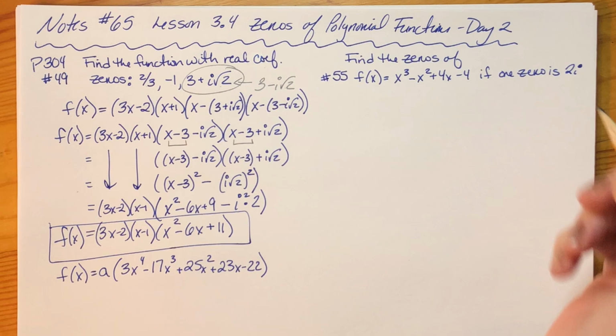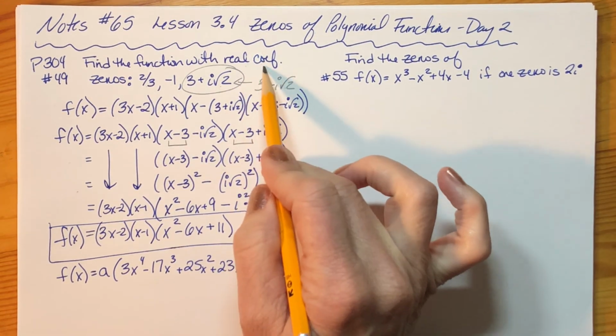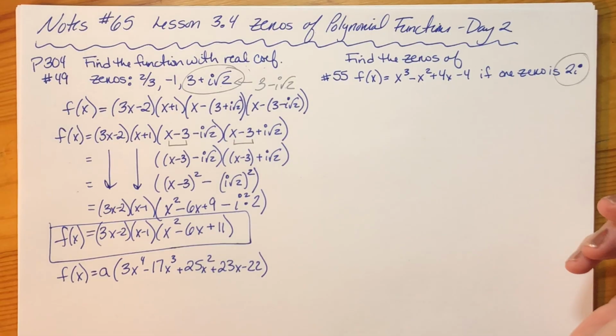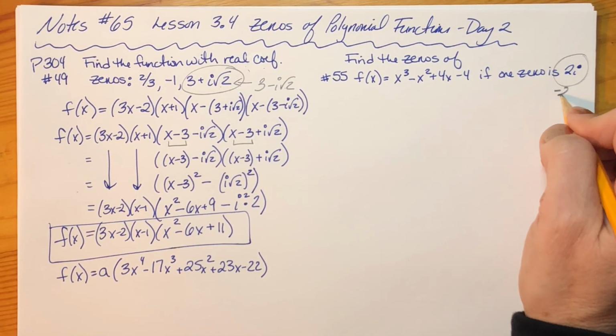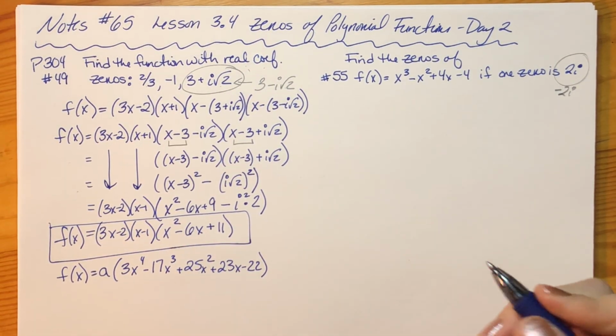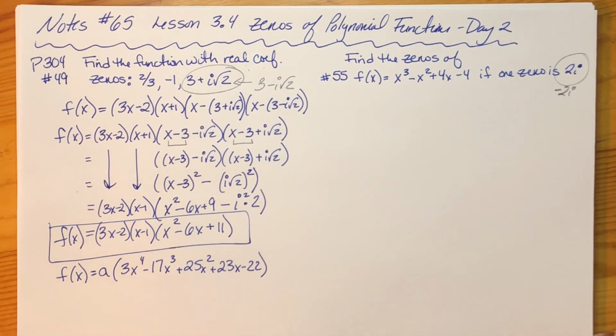Now, I know what you're thinking. How can I have real coefficients, right, if I have a zero that's 2i? What's the other zero? Yeah, negative 2i, all right? So I'm really telling you I have two zeros. Now, there's a couple ways you could go with this problem.